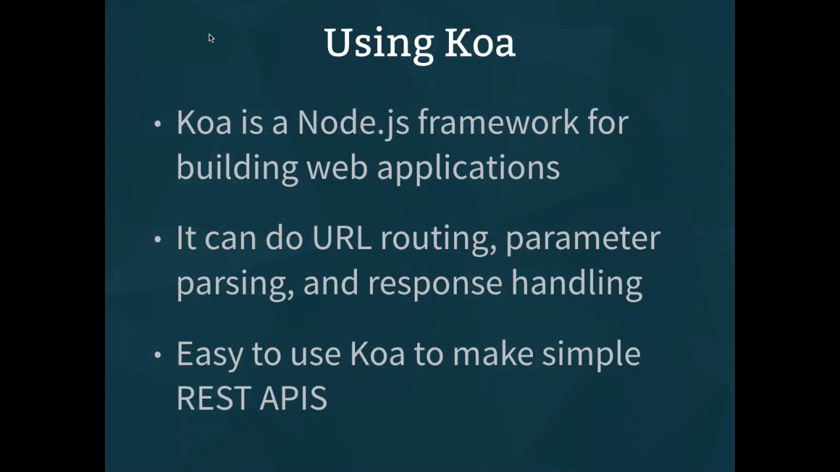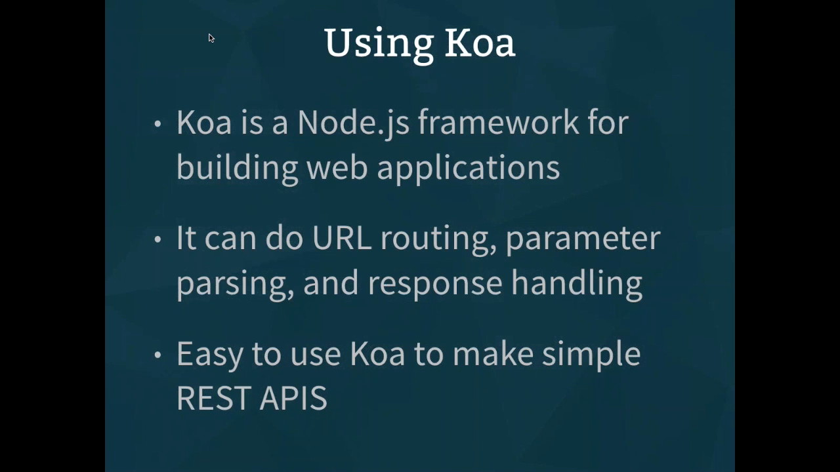Okay, so in the real world, obviously, if you're building a web application, you want to use an application server of some kind. All right, so I like Koa. You could also use Express or Hapi or any number of other things. Koa is a Node.js framework for building web applications. It can handle URL routing, parameter parsing, and response handling.